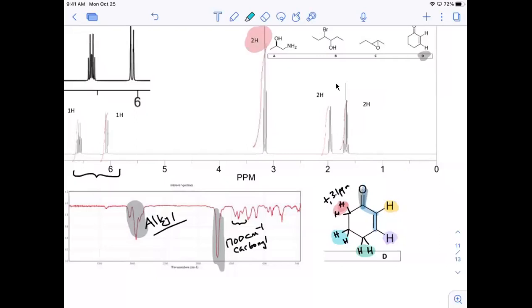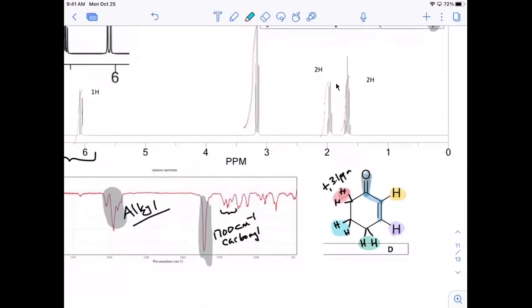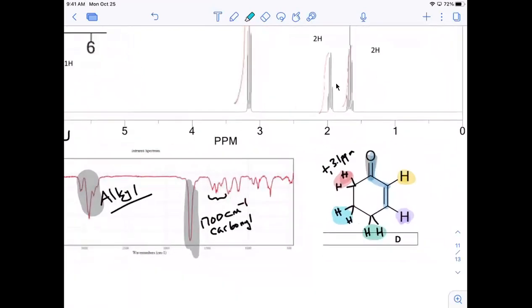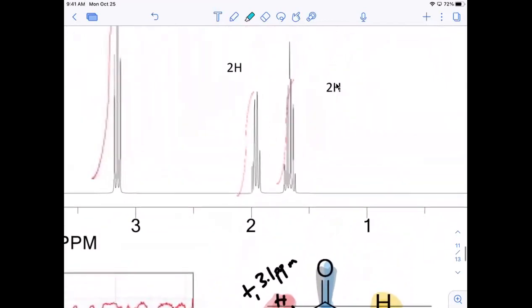Or alpha to a proton. I mean, alpha to a carbonyl. So you can see that one should be a pentet, and it should be further upfield, right? So we got 2 choices down here, and we can see that this one is a pentet. You can see it's 5 lines, even though it's blurry up top.